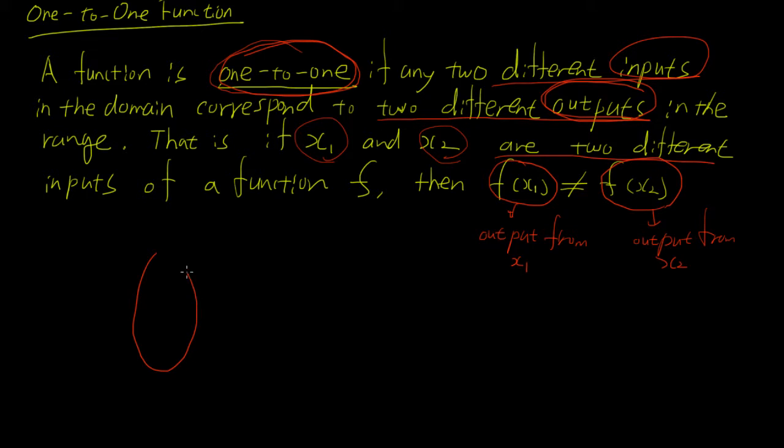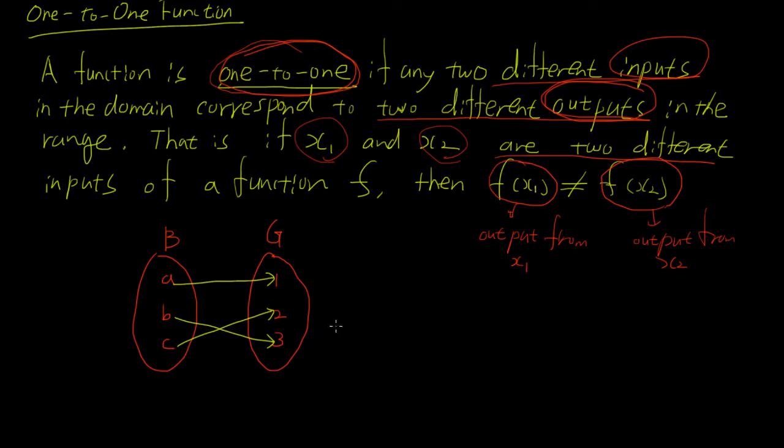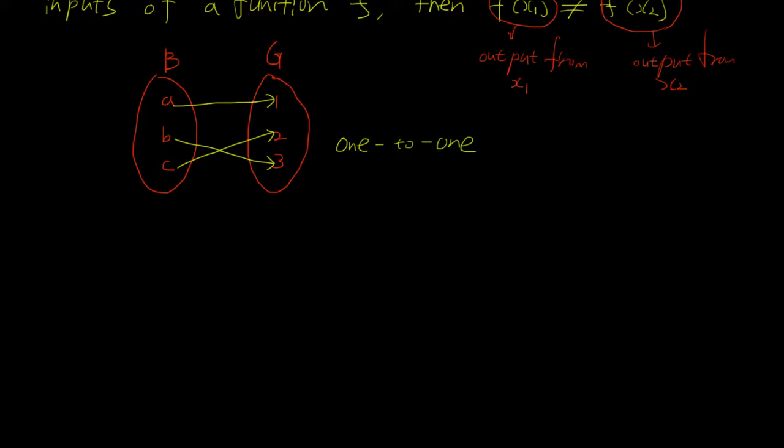We give another illustration. Let's say this is a group of boys. Let's say this is a group of girls. Let's say there's boys A, B, C, and girls 1, 2, 3. Right. So if this is a one-to-one function, this boy likes this girl, this boy likes this girl, this boy likes this girl. Different boy, different girl. Different input, different output. One-to-one function, right? Ideal.